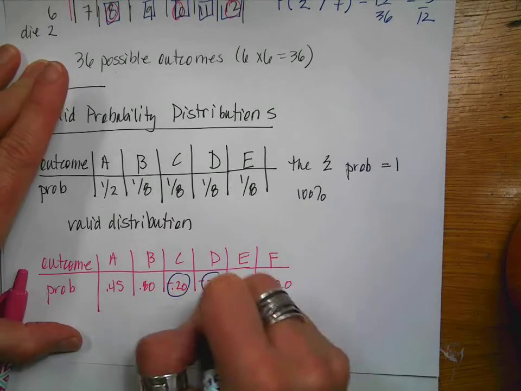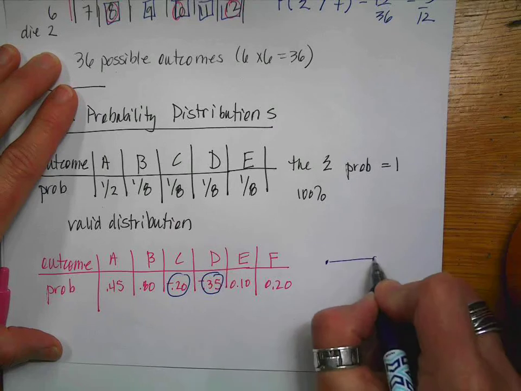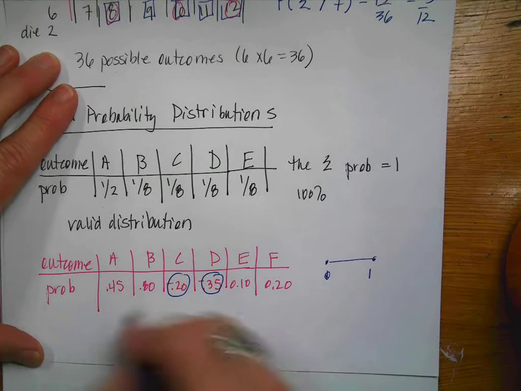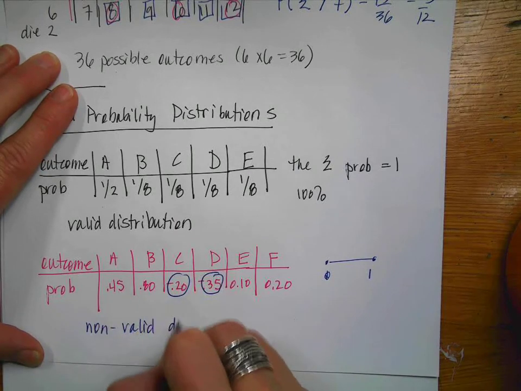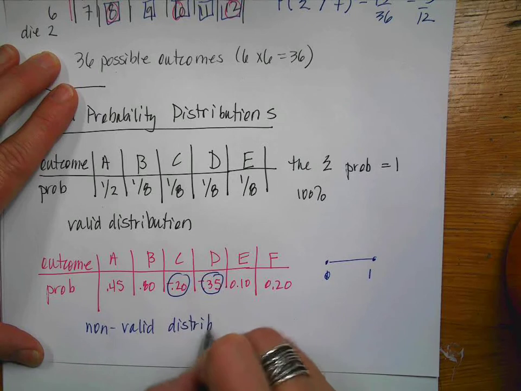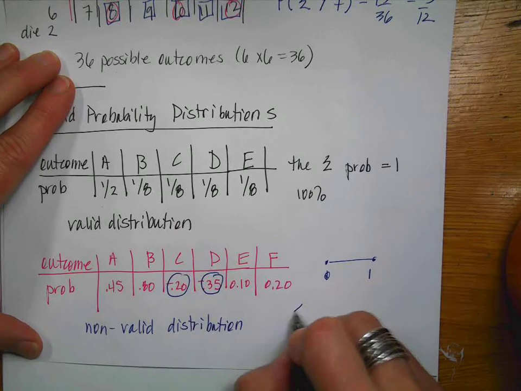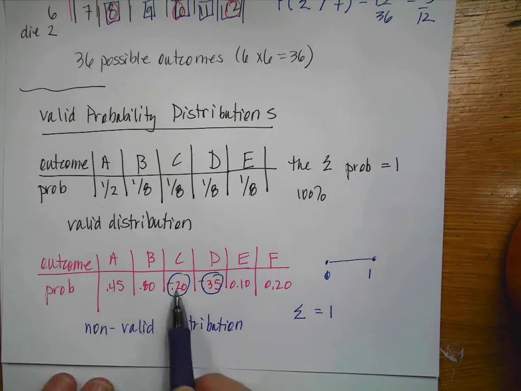Right off the bat, you should recognize that this has negative numbers. And remember, for our probabilities, that probabilities have to go from 0 to 1, which means this is a non-valid distribution. The interesting thing on this one is if you added up these numbers, if you summed those numbers, they equal 1, but it's still a non-valid distribution because you can't have negative probabilities.